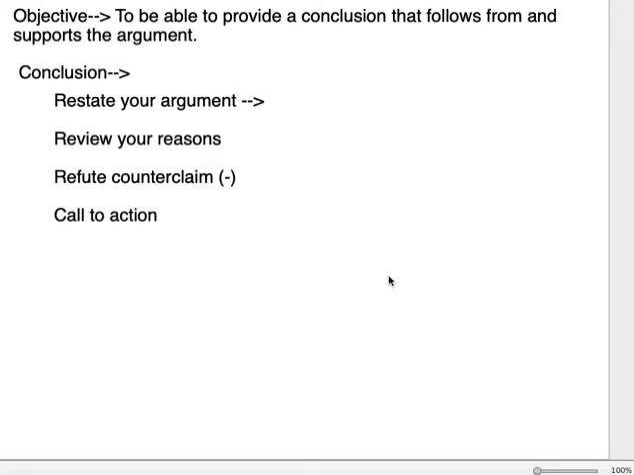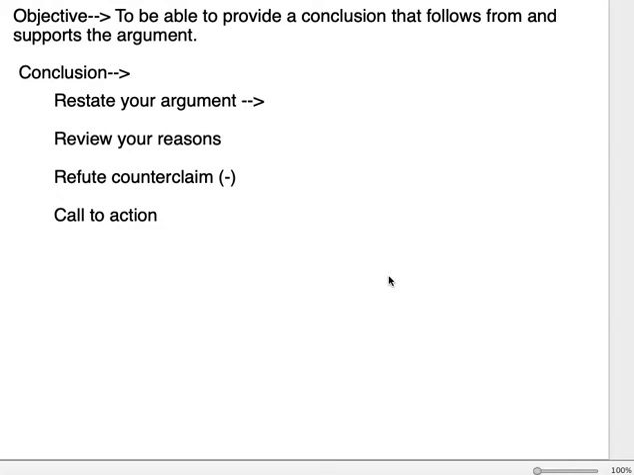And then the last one is a call to action. What do you expect your reader to do with the information you've provided to them? What are you hoping that they walk away from your essay and do? You obviously have a complaint. You're obviously arguing for a change of some sort. So how can your reader implement that change that you're arguing for? And that would be your call to action.